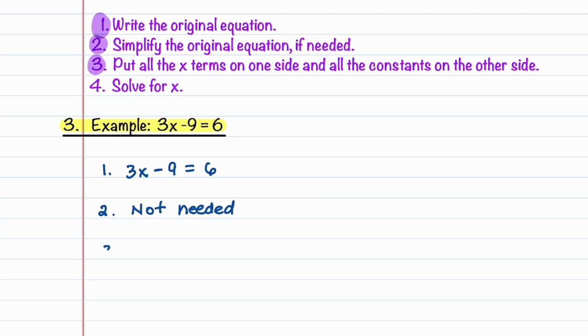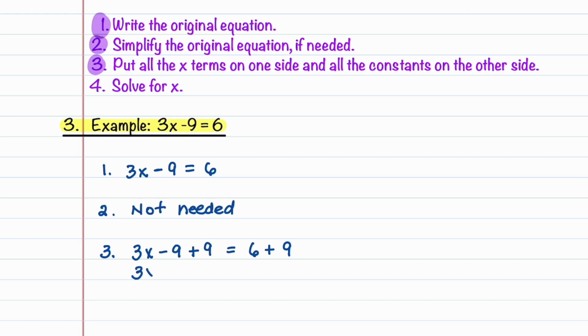Our third step tells us to put all the x terms on one side and all the constant terms on the other side. I think it's easiest if we put the x terms on the left and the constants on the right. So let's do that. We're going to take our equation, 3x minus 9, and we're going to add the constant to the right-hand side. So we're going to have to add 9 to the left, and then we're going to add 9 to the right. When you're solving an equation, whatever you do to the left-hand side, you have to do to the right-hand side. Now let's go ahead and simplify.